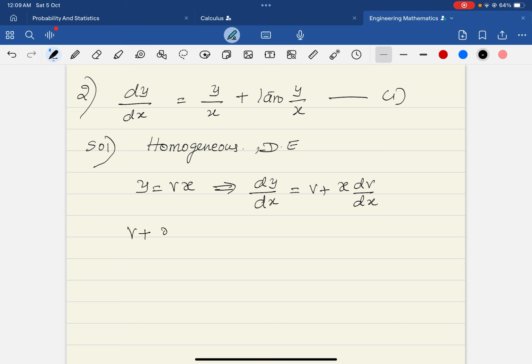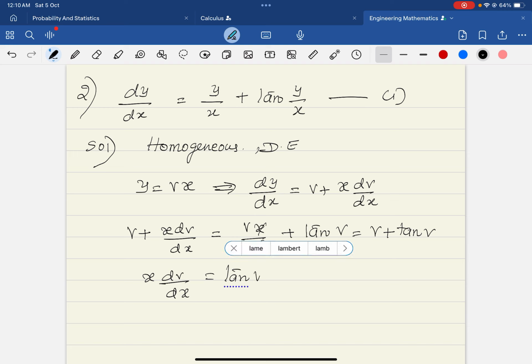So what is dy by dx? v plus x dv by dx is equal to y, which is vx, over x, plus tan v. So x gets cancelled. You will remain with v plus tan v. So now if this v also goes to the other side, it is x dv by dx is equal to tan v minus v plus v. So this way v gets cancelled. You will remain with tan v.